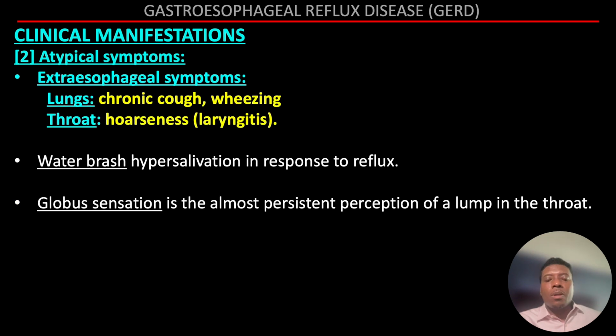Other atypical symptoms of GERD include, if the acid comes up and then goes into the lungs, chronic cough and wheezing from aspiration of the acidic gastric contents. The acid causes the airways to narrow because it's an irritant. As it comes up into the throat, it can cause laryngitis, which can manifest as hoarseness.